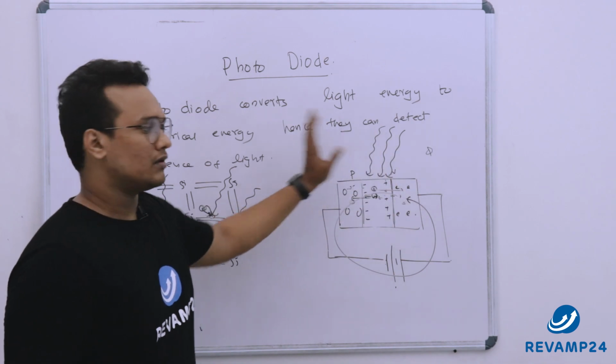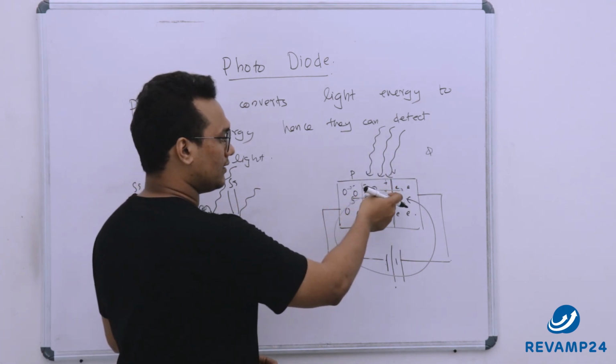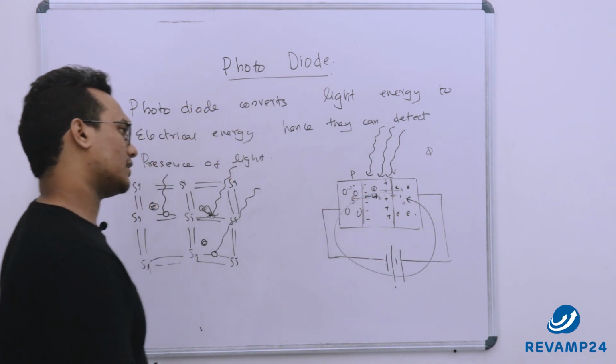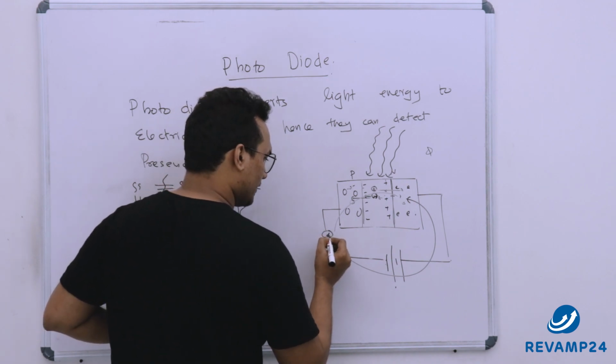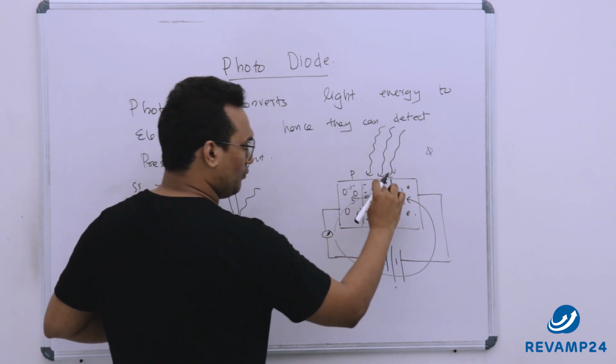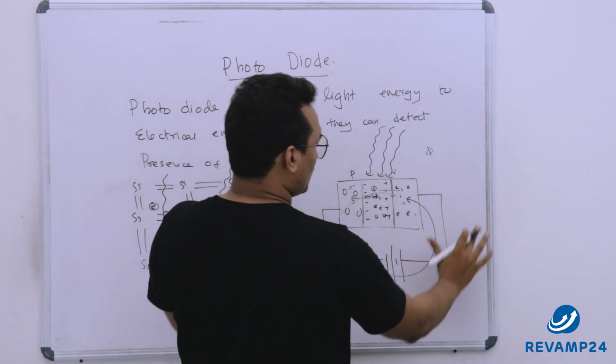Here there is a certain value of current being sent across the PN junction diode or through the circuit. We would be able to measure the value of current here. Now, the higher the intensity, the more electron-hole pairs would be generated, so more current would flow.